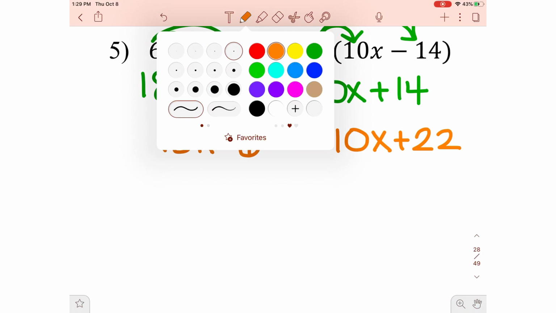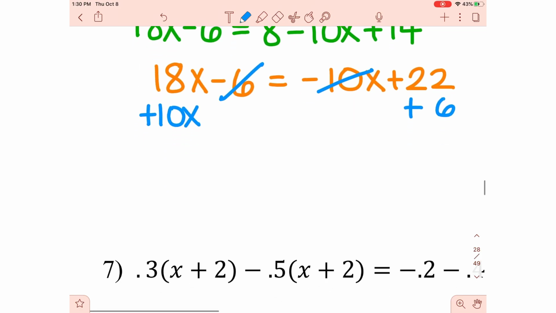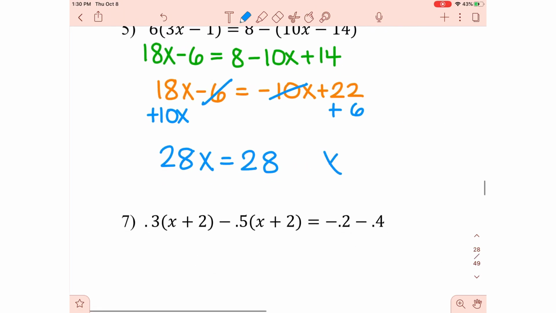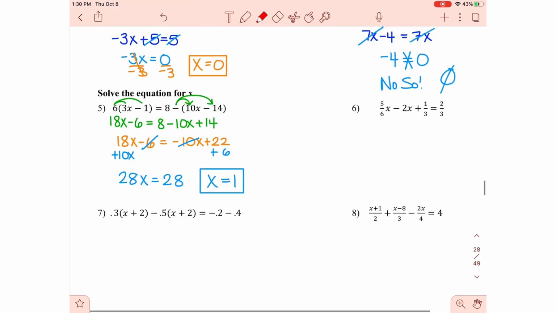I am going to add the 10x to the left, and I'm going to add the 6 to the right. So I get 28x equals 28. Divide over the 28 to get x equals 1. So this one was a little bit more difficult because if you forget to distribute the negative, your answer will be incorrect.